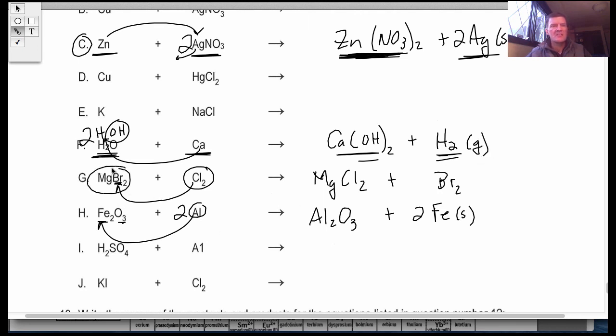Here we have magnesium bromide combining with chlorine. That would probably be a gas, chlorine gas, and producing magnesium chloride and bromide. Here we have iron 3 oxide and aluminum reacting to form aluminum oxide and solid iron. And there you go. All right.